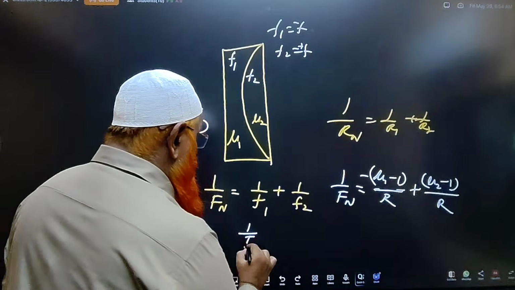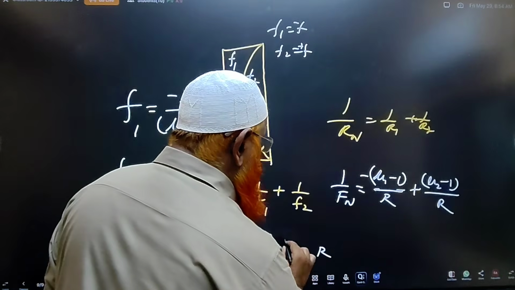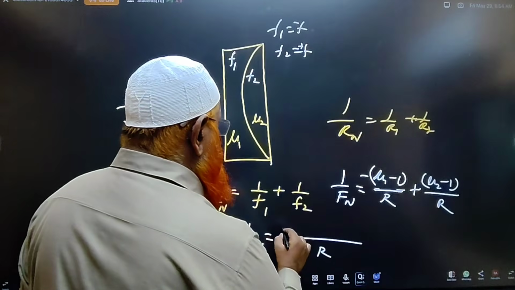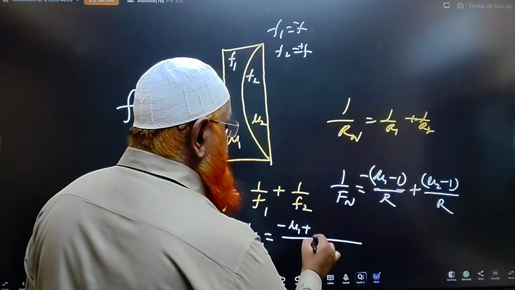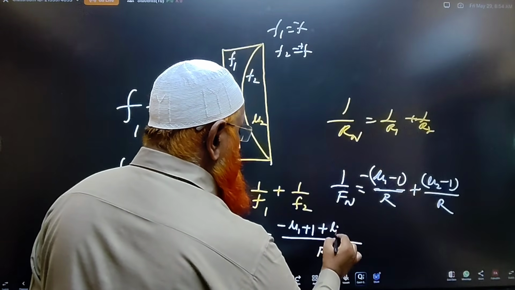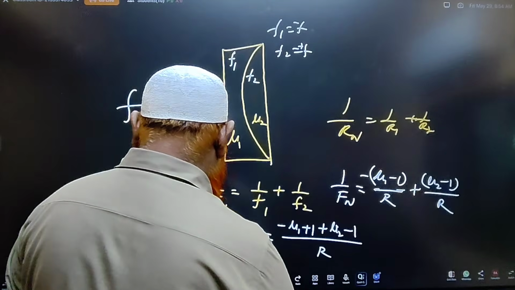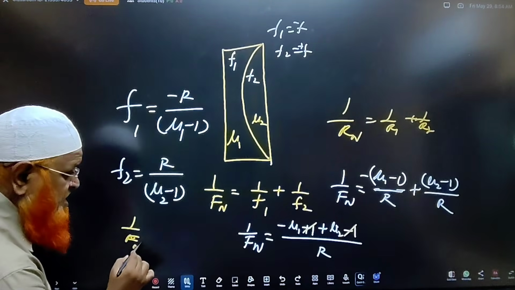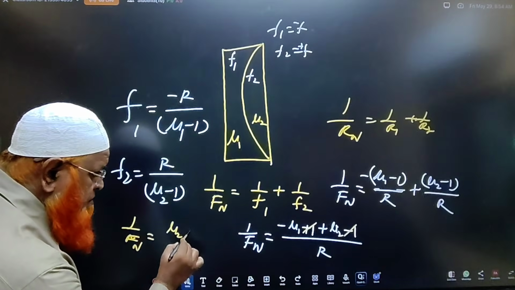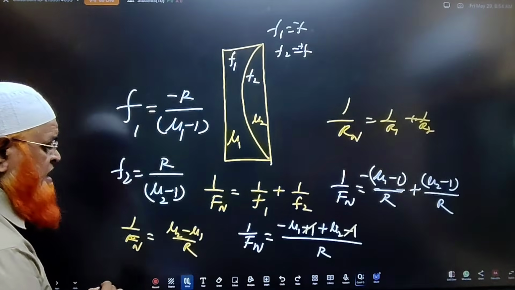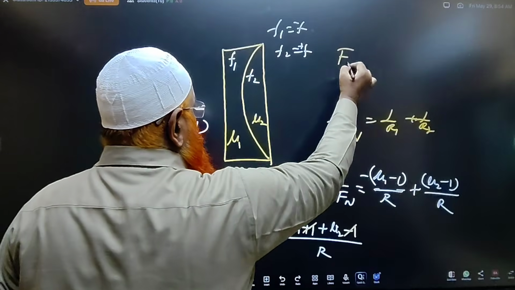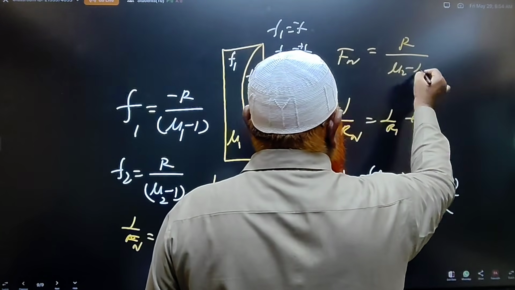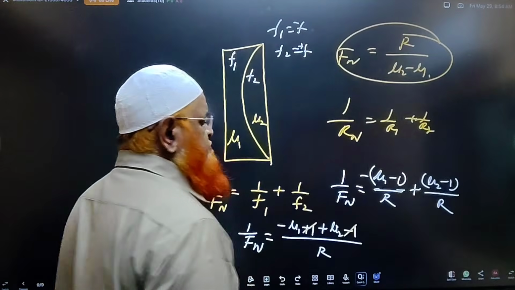So what is the net focal length? 1 by f net is equal to r is going to be the common denominator for both. So minus mu1, minus of minus plus 1. So minus of mu2 minus mu1. So what is going to get cancelled here? Just see, 1 gets cancelled. So 1 by f net is equal to, in the numerator, mu2 minus mu1 by r. So the formula for net focal length for this type is r by mu2 minus mu1.